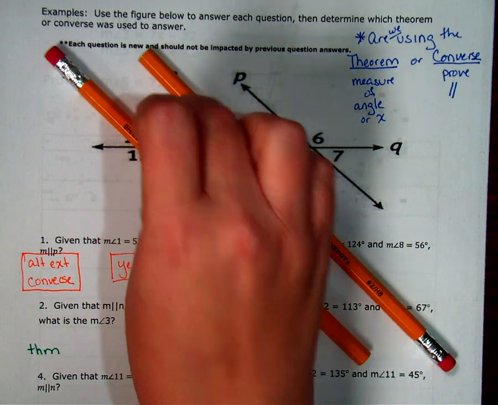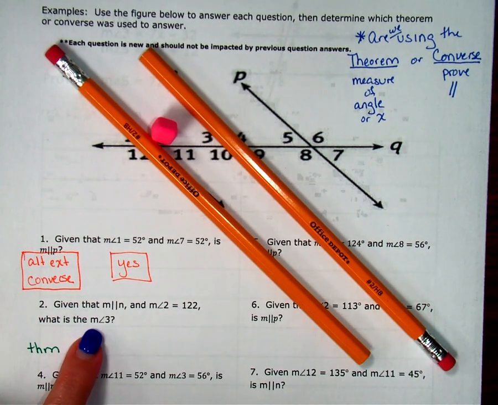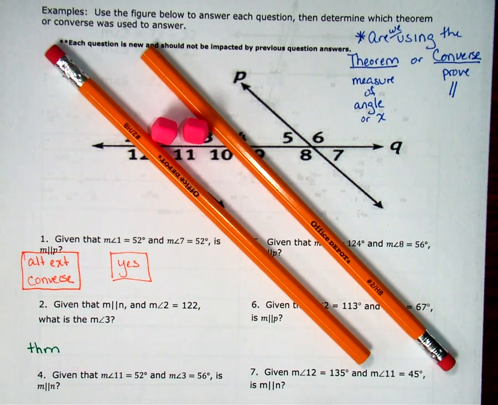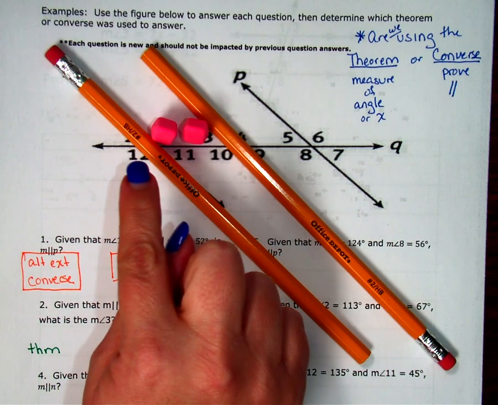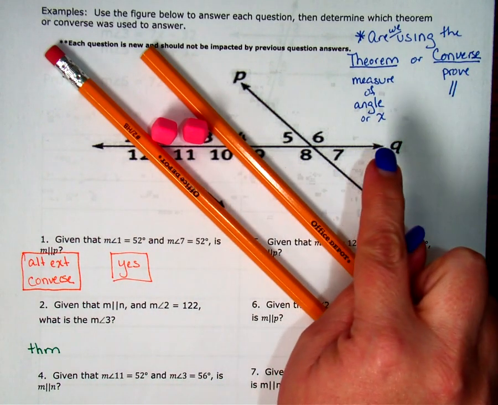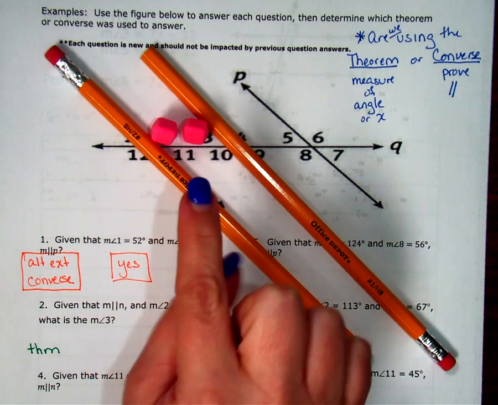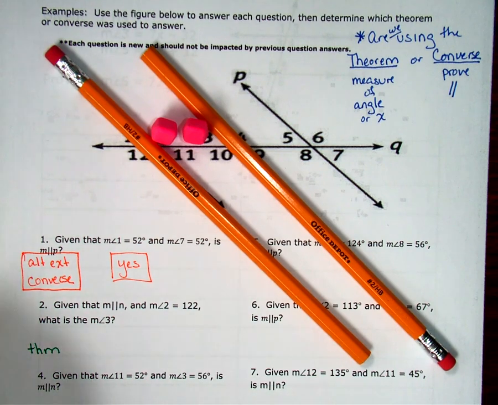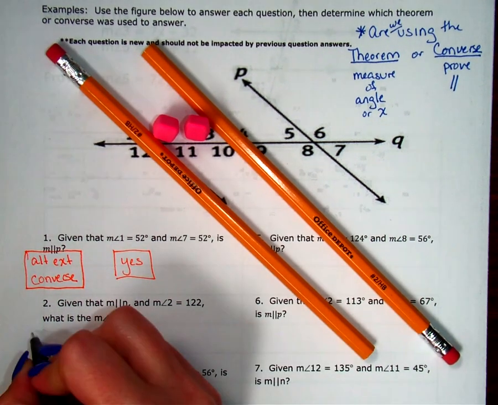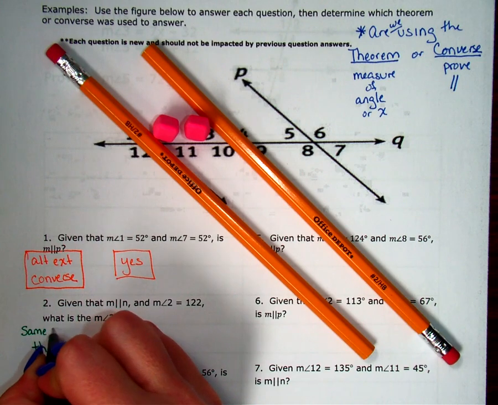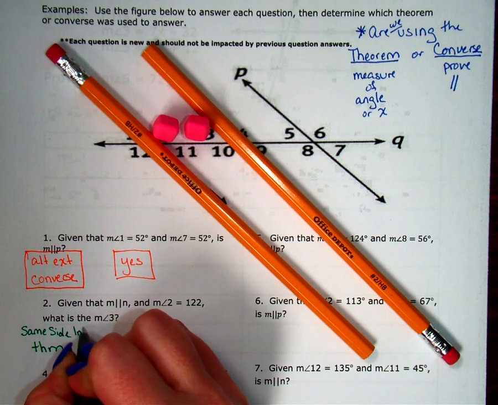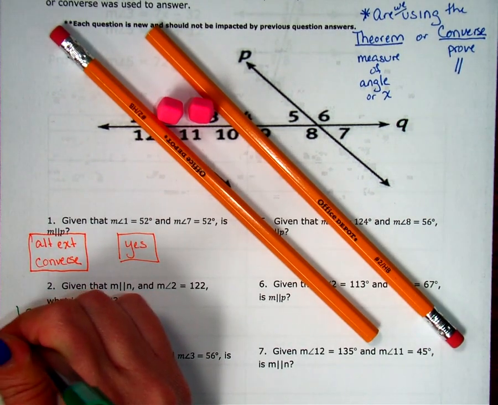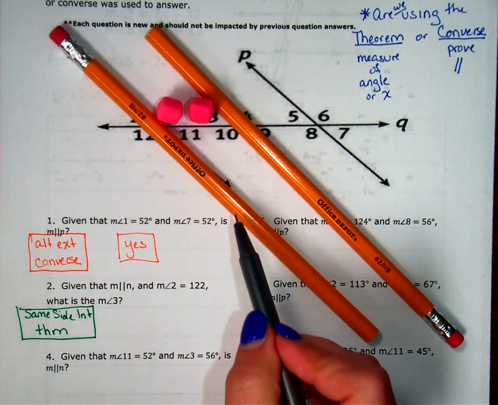So that's this angle right here. And angle 3 is what I'm trying to find. So look at where those two angles are. Those two angles are on the same side of my transversal Q. They're both above it. And they are both inside those two yellow pencils. So they're on the same side and they're inside. Those are same side interior.